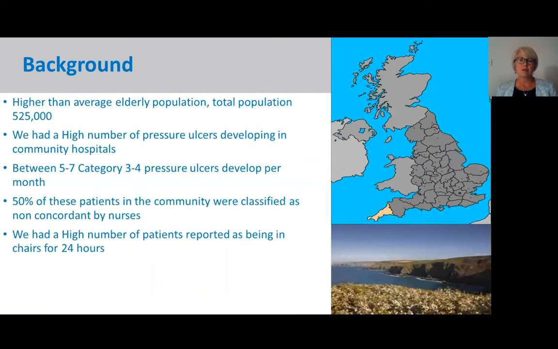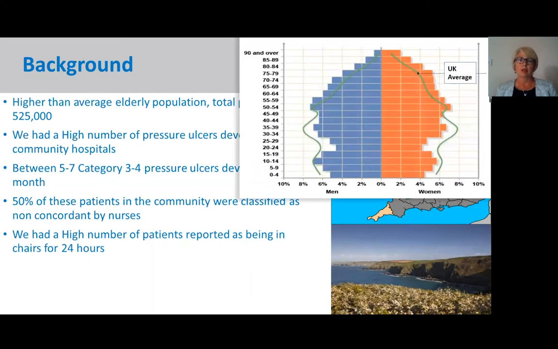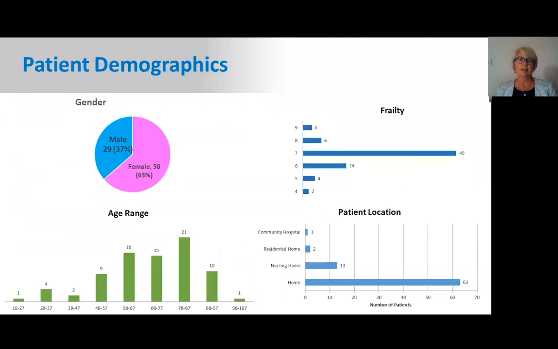So in terms of where we are in Cornwall, you can see that we're right down in the toe of the UK. And these are the reasons that we started continuous pressure monitoring, and the incidents that we were getting. And we also have a very high incidence of elderly in Cornwall as well, compared to the rest of the UK. So the patient demographics are that the patients that we've looked at that are referred to tissue viability generally are in the older age group.